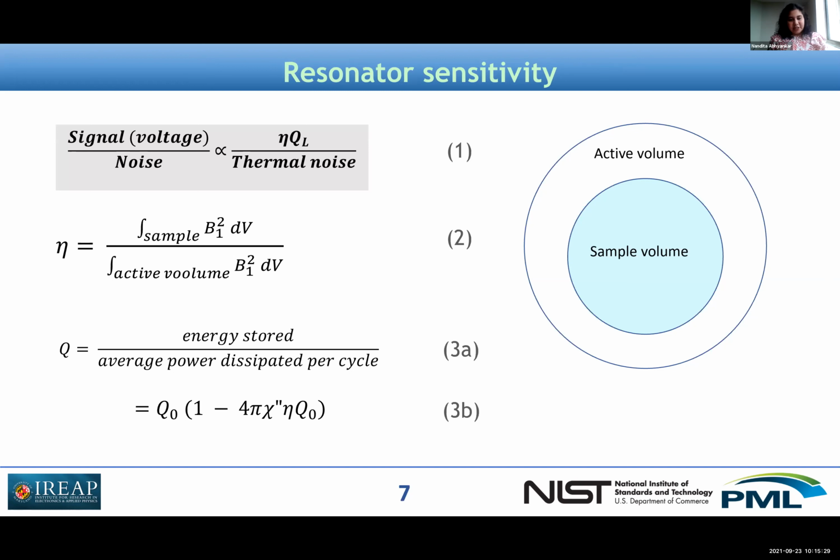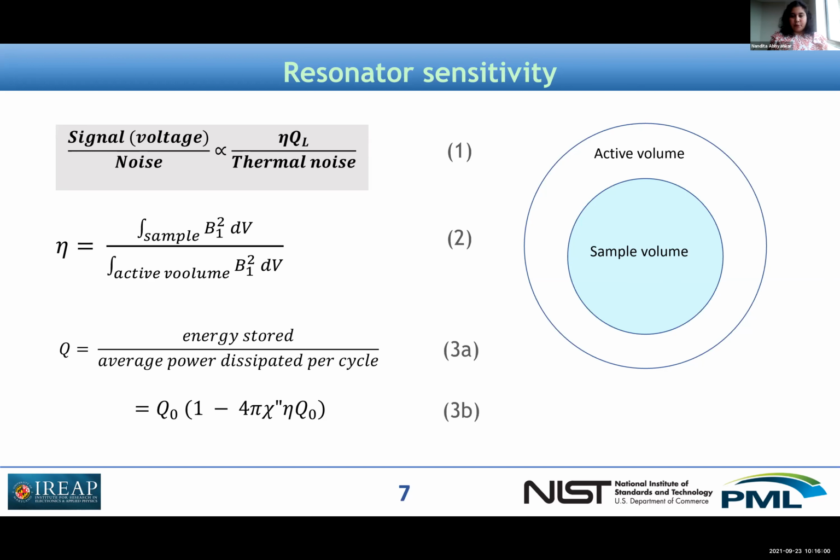Okay, so if we want to make an impact on all these application spaces, then we need to think about what affects the resonator sensitivity. So this is a pretty old analysis from Feher's paper, 1957. The signal-to-noise ratio, in terms of resonator characteristics, depends on two main factors. One is the fill factor, or the filling factor, which is eta, and the second is the quality factor.